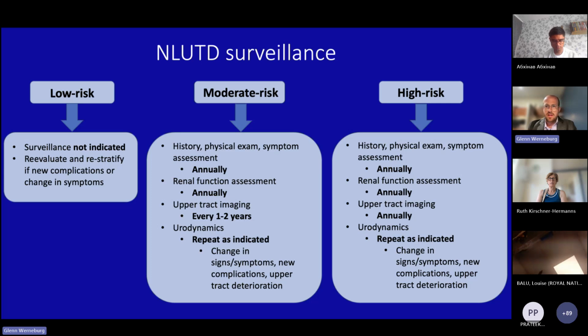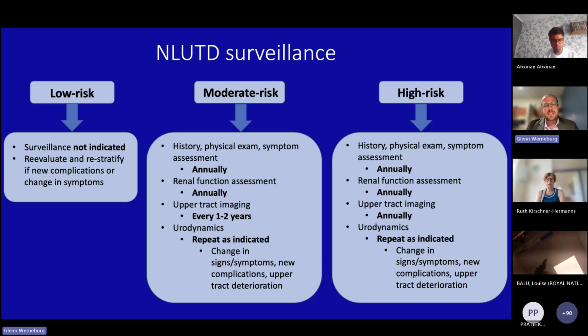I've been to some places in Europe where I think the surveillance is a little bit more stringent than what's recommended in the AUA guidelines. So keep that in mind, that the practice patterns will vary to some extent, and maybe at the end we could hear from some of the experts on the European side in the room as well.